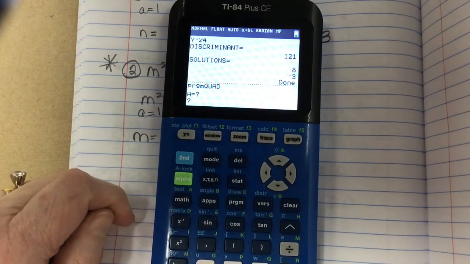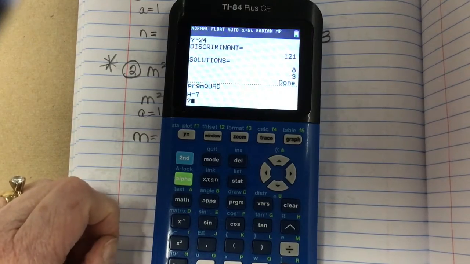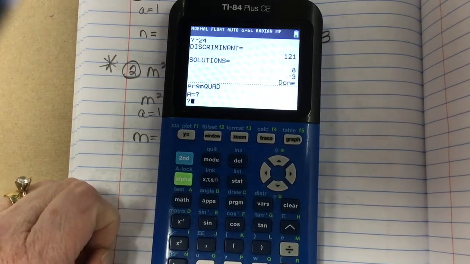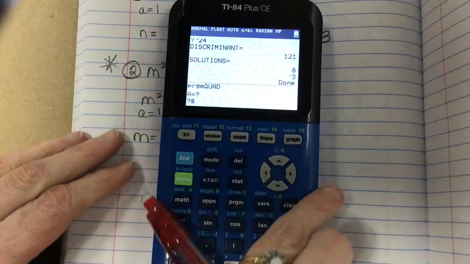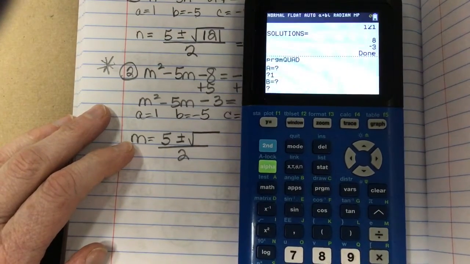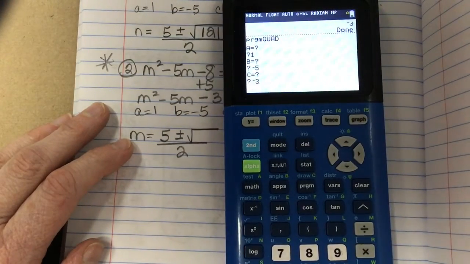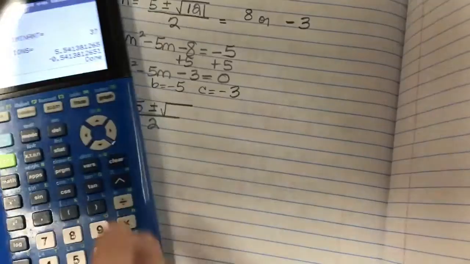It spirals. So to get out of it, you have to do second quit, and then I think you have to hit clear. It's kind of hard to get out of it, it keeps cycling through. So I'm going to do 1, -5. What's the other one? -3. Okay, the discriminant is 37.